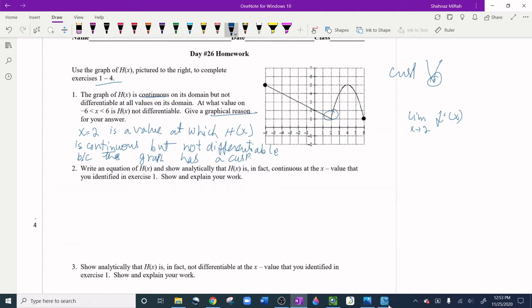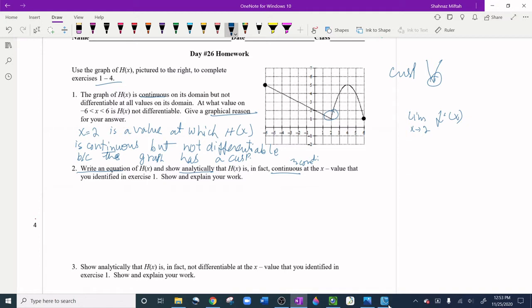Now, they said write an equation of each h(x) and show analytically, which means you algebraically show the steps, that h(x) is in fact continuous at the x values you identified in exercise 1. Show and explain your work. So continuity means I should have 3 conditions, and I have to show them algebraically. And they said write the equation. They're not giving me the equation. They want me to make it up.